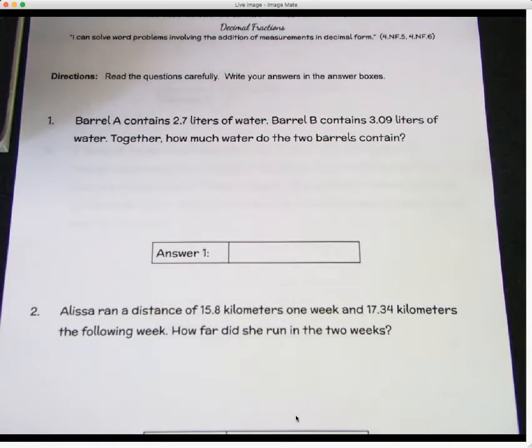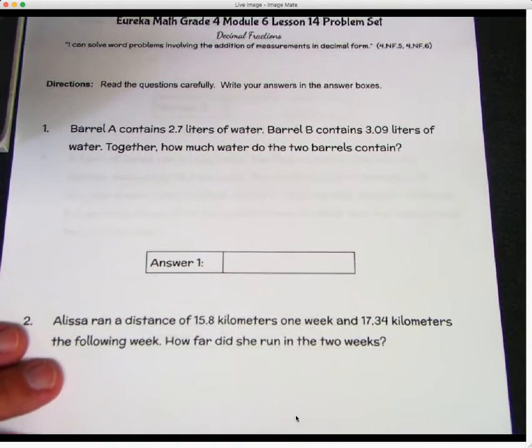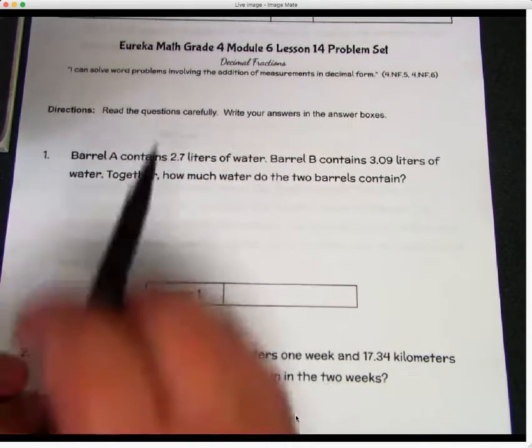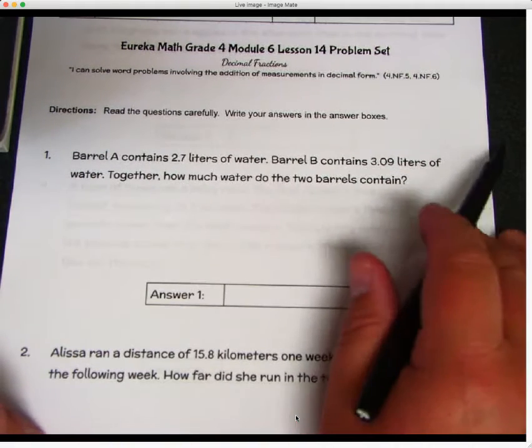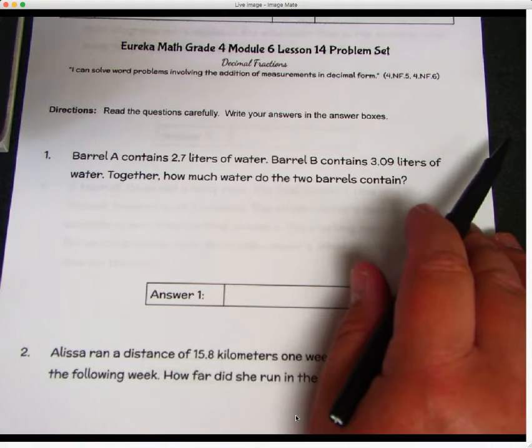Okay, we're going to change it up a bit today and do some word problems, as you saw in Mr. Walker's video. So let's take a look at 4 word problems together today. The standard is: I can solve word problems involving the addition of measurement and decimal form.